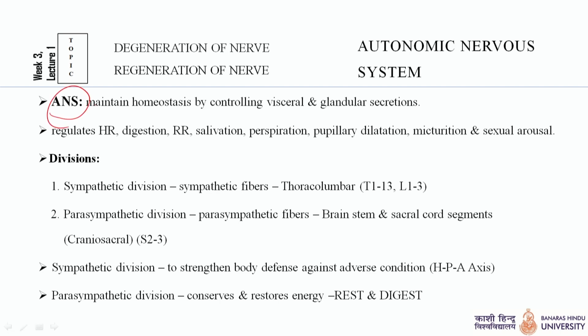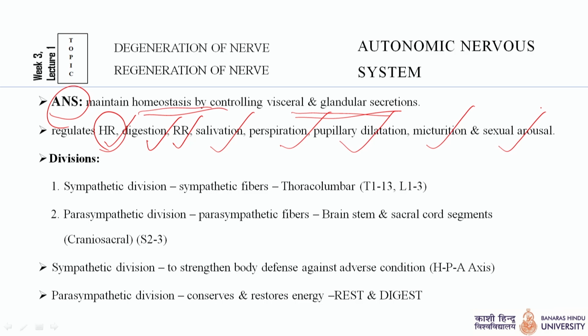So let us come to the ANS. The main function of the ANS is to maintain homeostasis. How is it maintaining homeostasis? By controlling the visceral as well as the glandular secretions. Now, the functions of the ANS we'll see. All the unconscious functions of the body are regulated by the autonomic nervous system with the help of the hypothalamus. So it regulates the heart rate, digestion, respiratory rate, salivation, perspiration, pupillary dilatation, micturition, and sexual arousal.